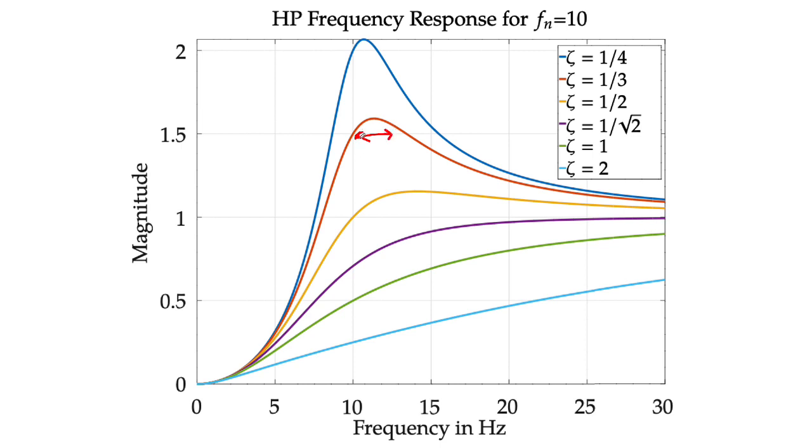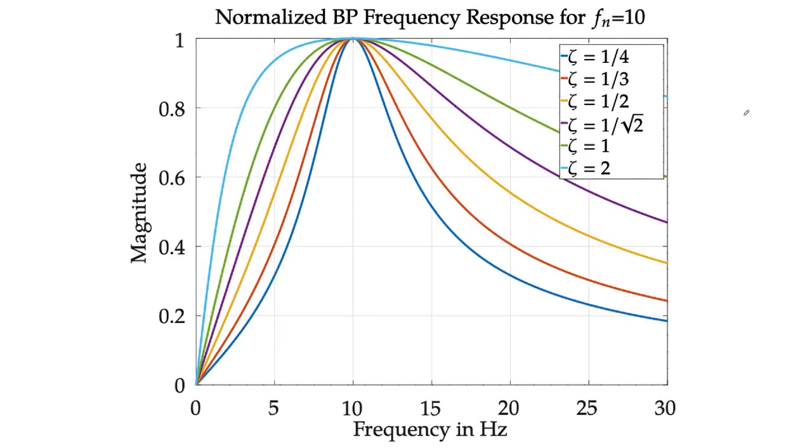And when you really crank up Q, then the peak is really starting to approach that 10 Hertz mark, but this time it's approaching it from the right. So obviously the bandpass response is quite different than the low pass and high pass cases. Here, you always have a peak, and it's always at whatever the natural frequency is. The main thing that zeta, or equivalently Q, controls is the bandwidth of the filter.